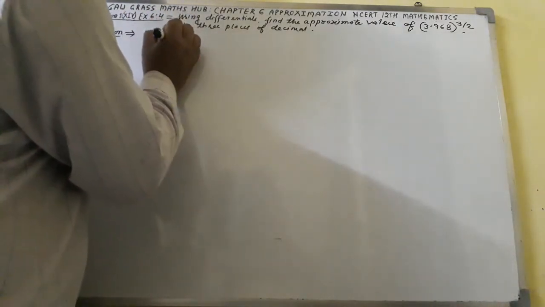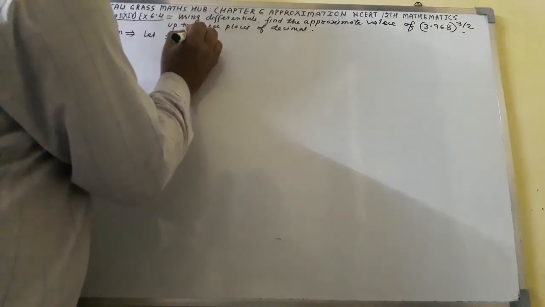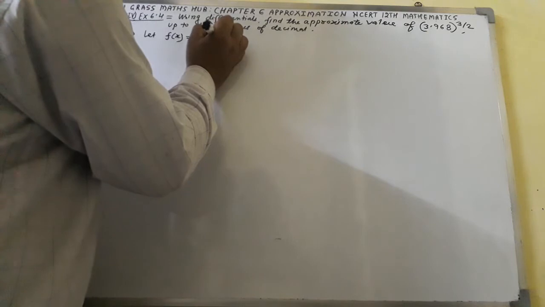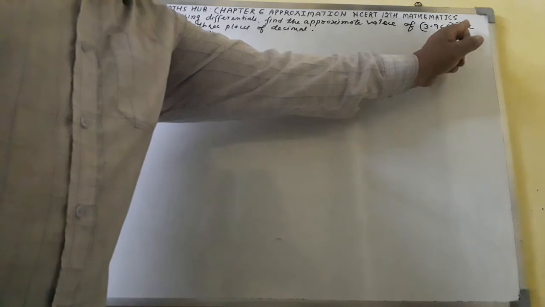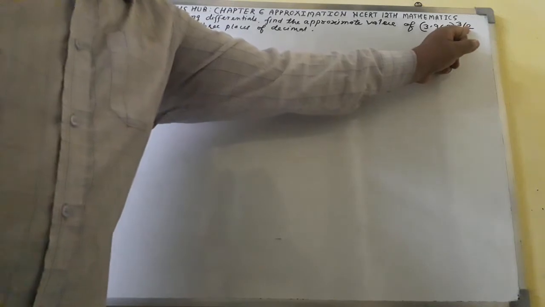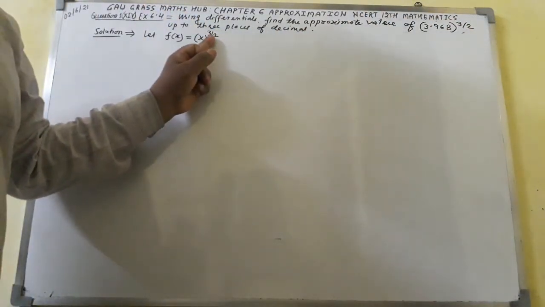Solution: implied that, let f(x) equal to x raised to the power 3/2. Here you can see in the given function the index is 3/2. The same index 3/2 will be reflected here. f(x) is fixed here, x is also fixed here.